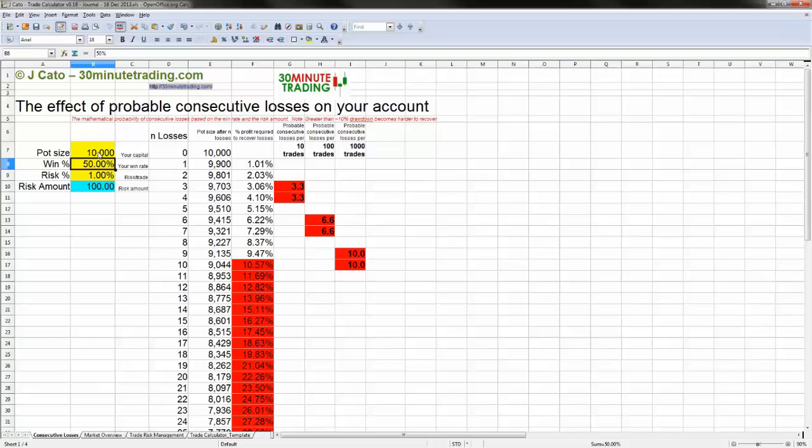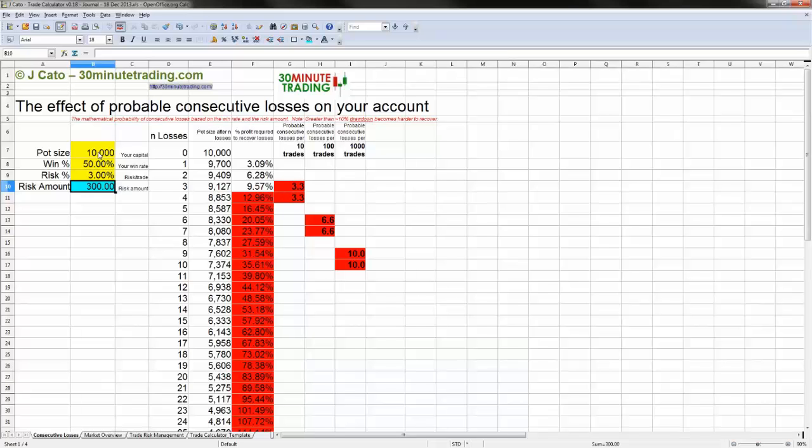Then we've got the risk that you're willing to take on any given trade. Now if you've been on any trading courses or whatever, they will often tell you that something like 3% is a reasonable amount to risk. And if you risked 3%, you can see here what would happen to your pot. Now let's go through it step by step.